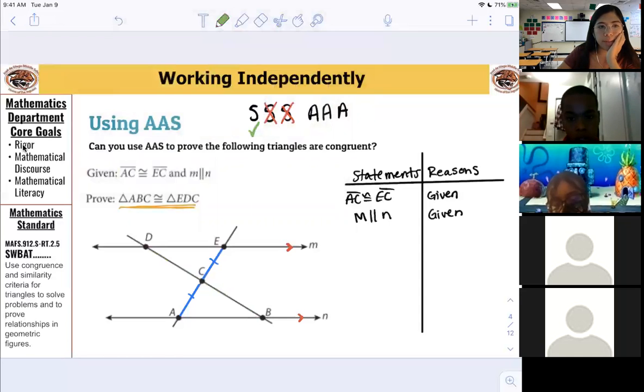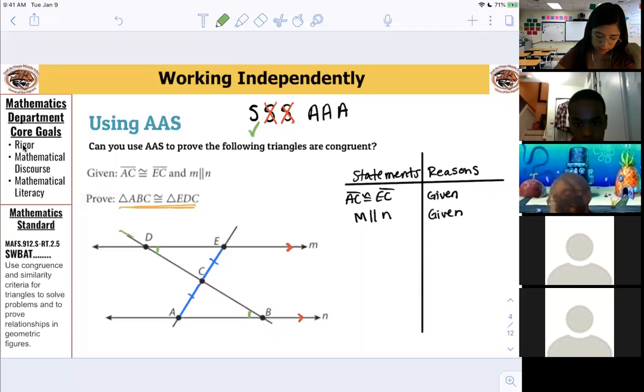Which angles might I be able to compare? D and A, or B and D. Okay, so let's take a look. So D versus A, is there any theorem or anything that can compare those two? No. But what about D and B, like Jalen suggested? The alternate interior angle theorem. Alternate interior angle theorem, exactly.